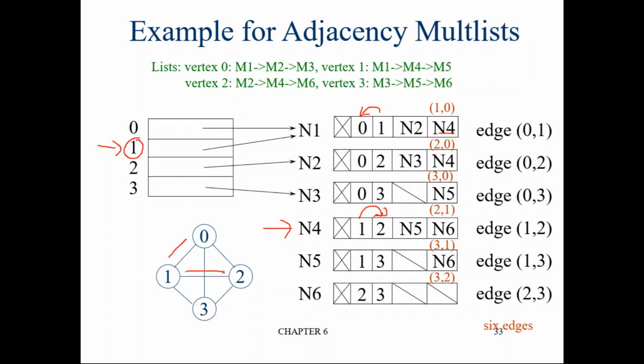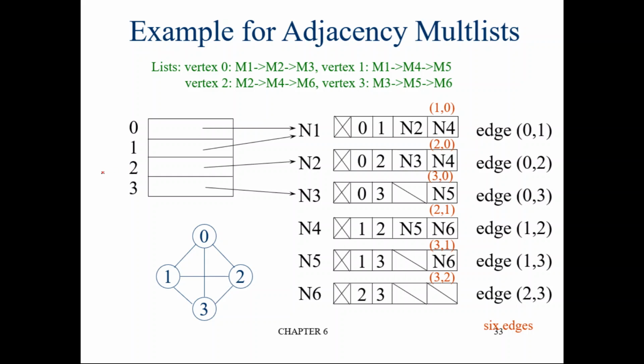Now 1 to 3 is pending. So we have to follow which pointer? n5. n5 is 1 to 3. So 1 to 3 is done. But again, our source is 1, so you have to take this pointer. This is null. So stop. Now all the edges corresponding to vertex 1 are also done.